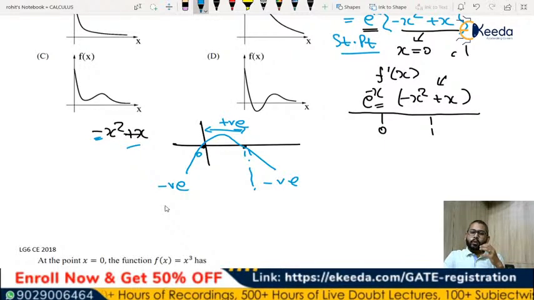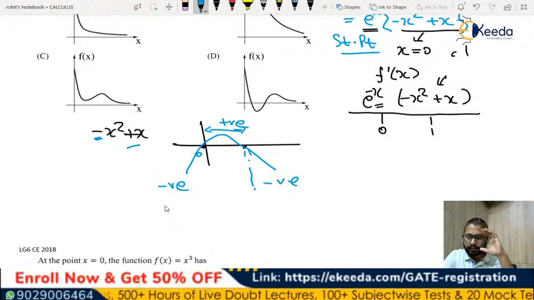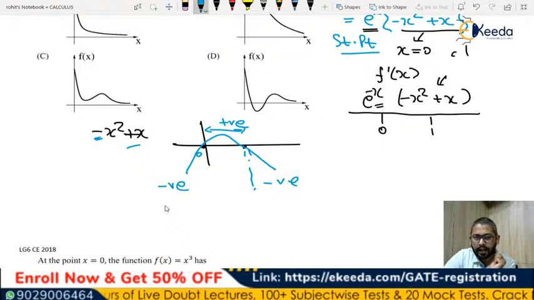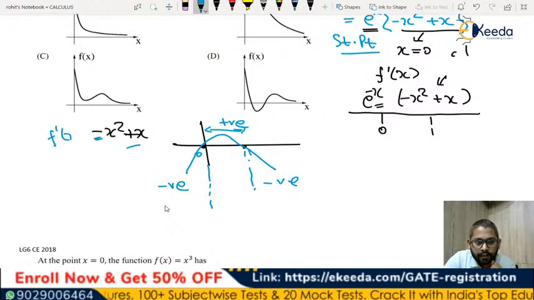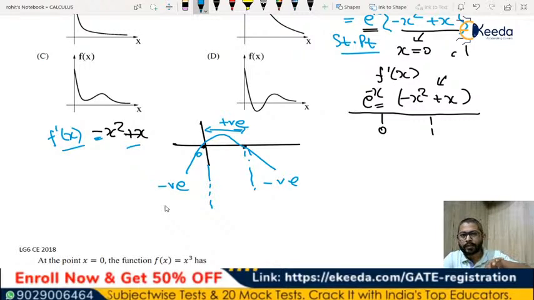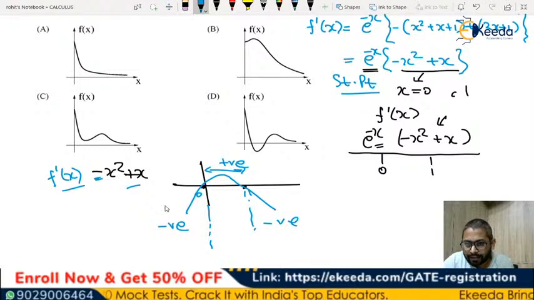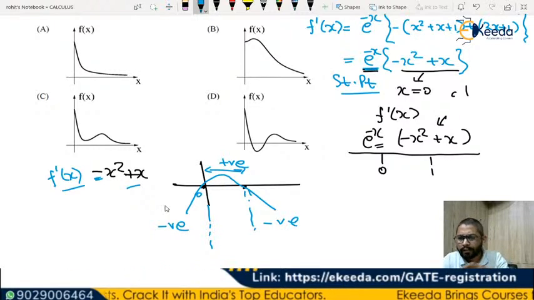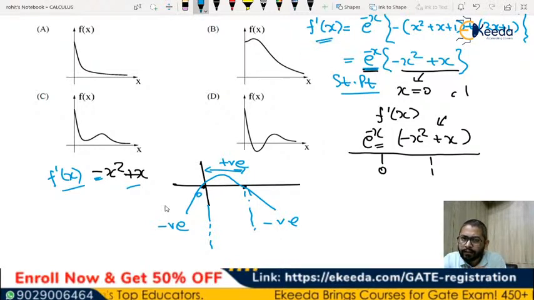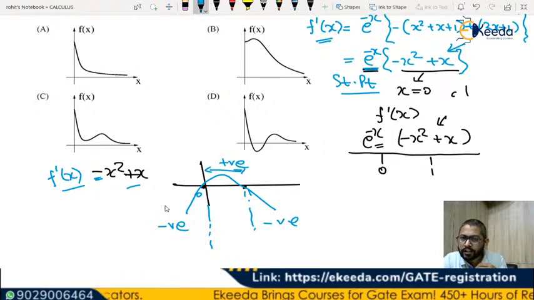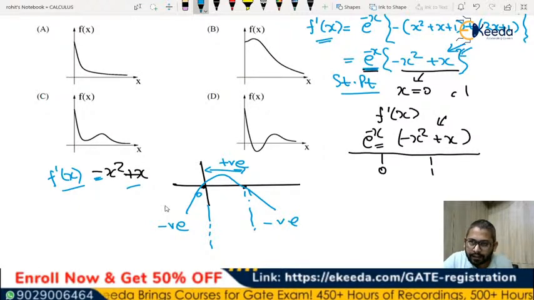So what I am trying to do is avoid some of the calculations required. Instead of that, just analytically check the graph. So the graph tells you this was for f dash of x. Now f dash of x is not minus x square plus x. It is e to the power minus x into this function. But this e to the power minus x is never going to be negative. So the negative and positive nature of the derivative will be decided by this function minus x square plus x. Clear? And that is why I am dealing with this part.